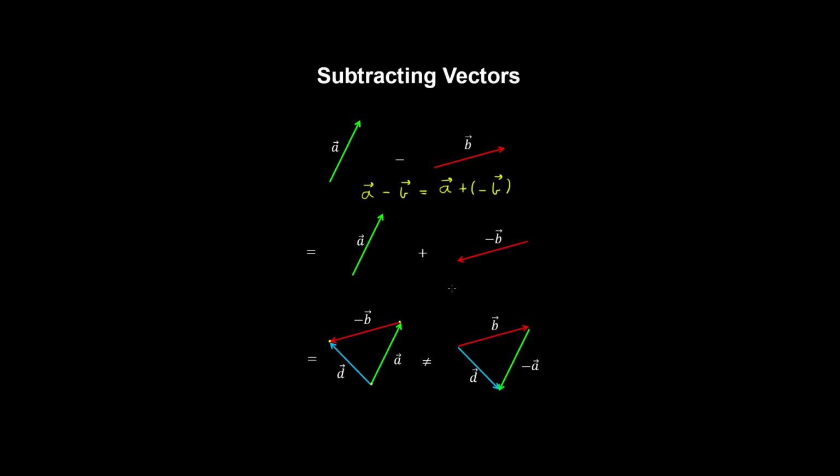Now in contrast, if we subtracted A from B, which is the same thing as negating A and adding that to B, well, as we can see, the resultant vector in this case, which is drawn from the tail of B to the head of minus A, is not the same vector that we obtained when we did this operation in reverse. So therefore, vector subtraction is not commutative, and the order of vectors in the subtraction matters.